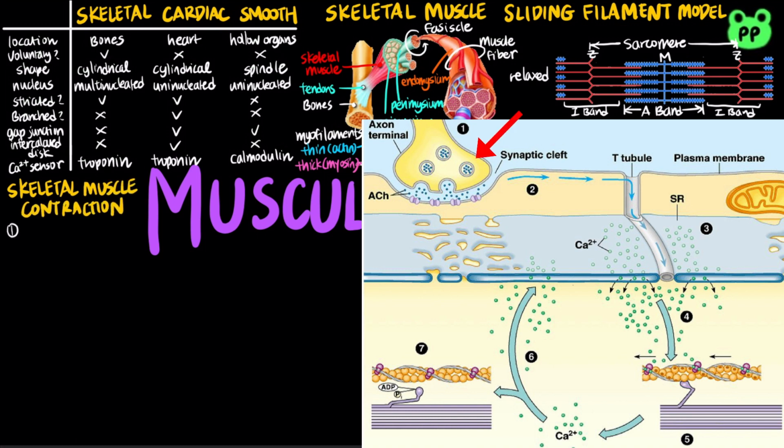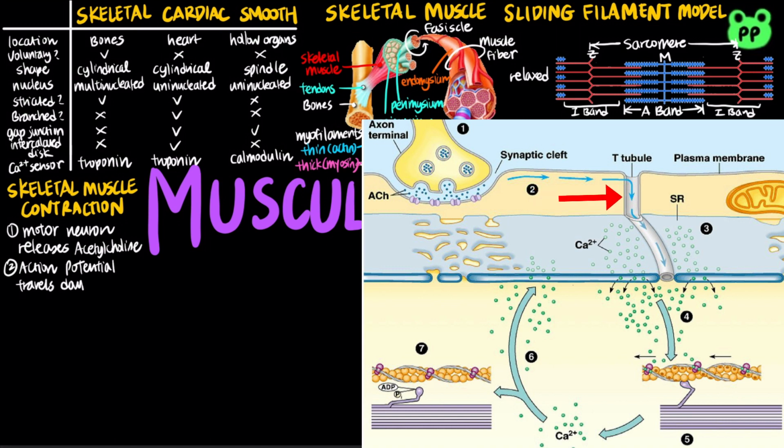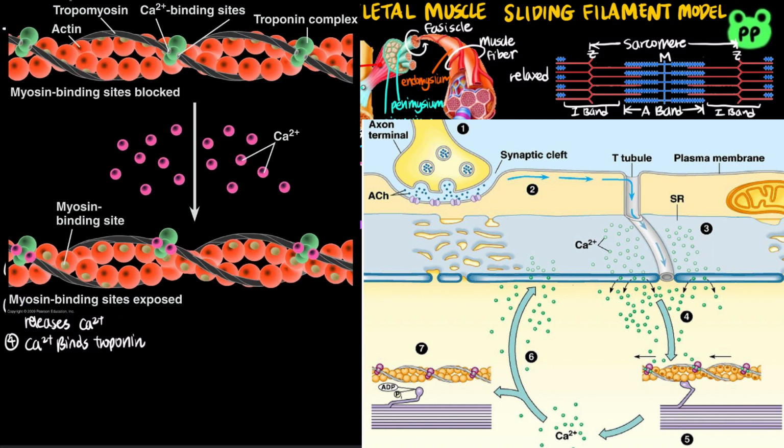A series of events lead to the contraction of skeletal muscles. First, the motor neuron releases acetylcholine, which diffuses across the synaptic cleft and binds to the receptor proteins on the muscle fiber's plasma membrane, triggering an action potential in the muscle fiber, which is propagated along the plasma membrane and down T-tubules. The action potential triggers calcium release from the sarcoplasmic reticulum, which is a specialized smooth endoplasmic reticulum found in muscle cells. The calcium ions then bind to troponin in the thin filament, and the tropomyosin shifts, exposing the myosin binding site.